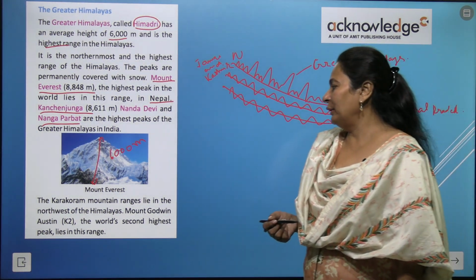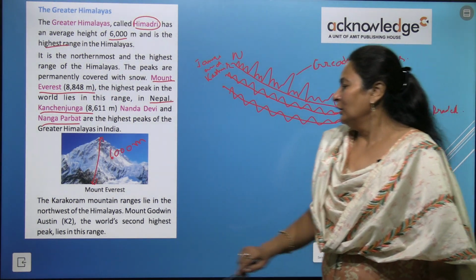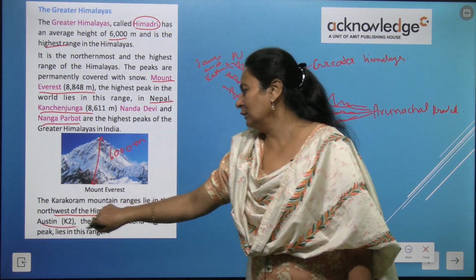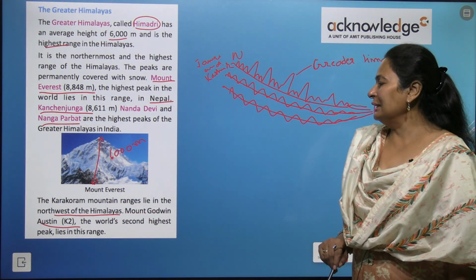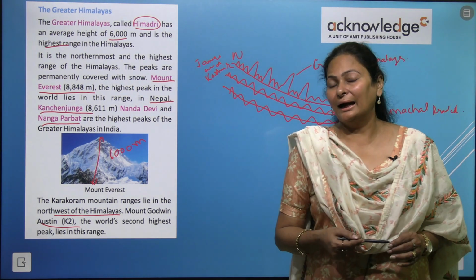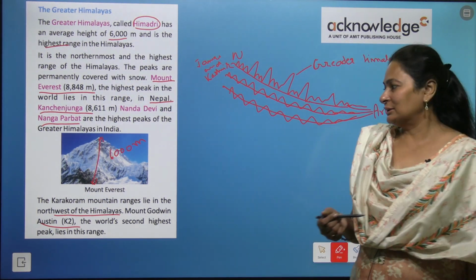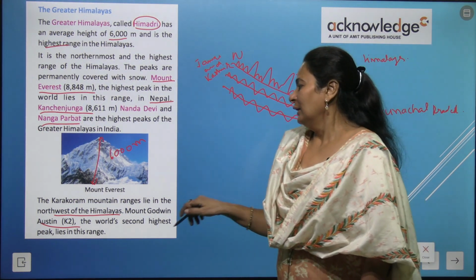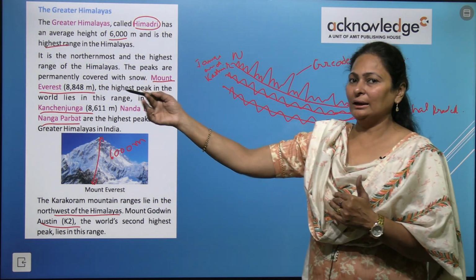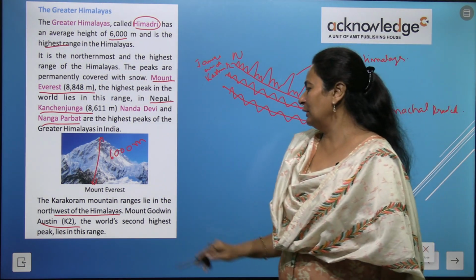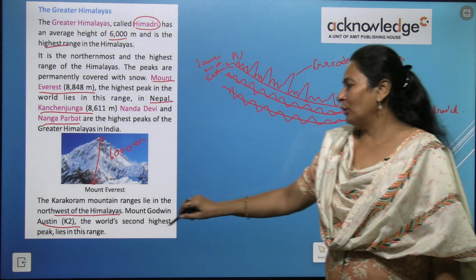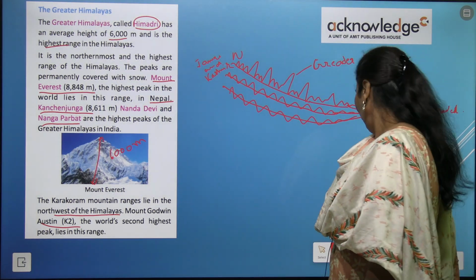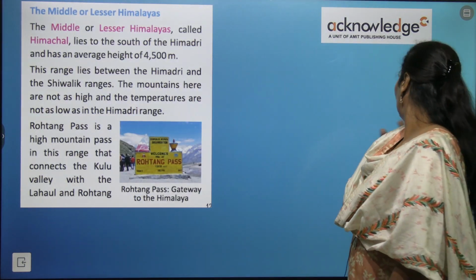The Karakoram mountain ranges lie in the northwest of Himalayas. Mount Godwin Austen, or we call it K2, the world's second highest peak, lies in the Karakoram range.